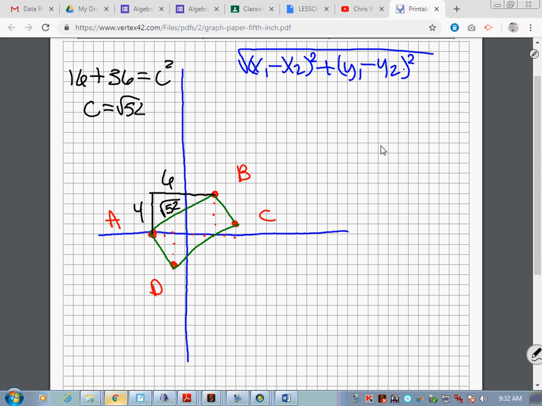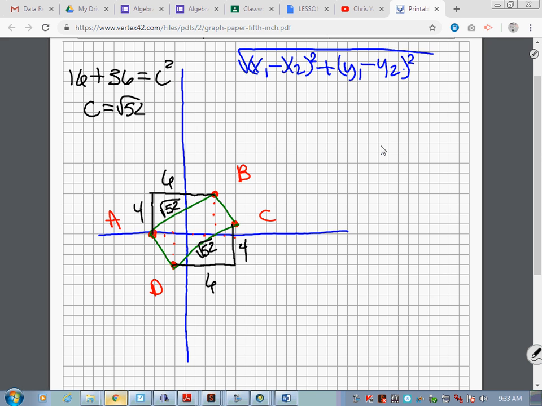Okay, let's see if B and C use the same dimensions. 1, 2, 3, 4, 5, 6, and 1, 2, 3, 4. Okay, is it going to get the same number for that length? Because it's using the same numbers, so it's the square root of 52.